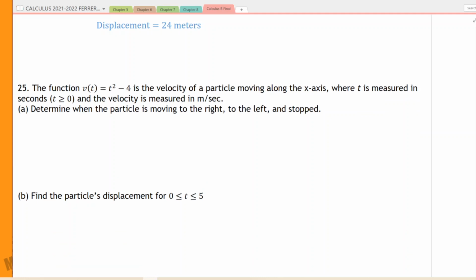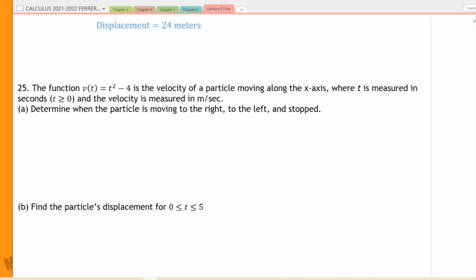The function v(t) equals t squared minus 4 is the velocity of a particle moving along the x-axis where t is measured in seconds. And the velocity is measured in meters per second. Determine when the particle is moving left, right, and stopped. So this is actually a pretty long question. There's a lot to it.